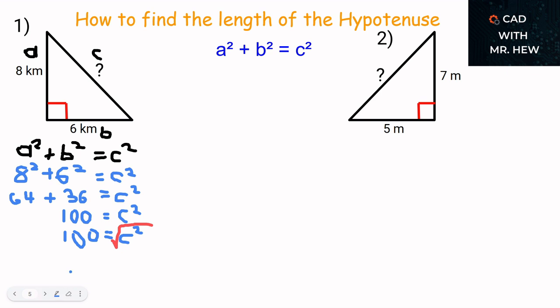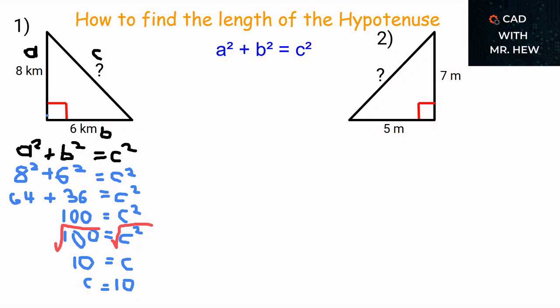Now, whatever we do on the right-hand side of the equation, we have to do on the left-hand side of the equation. So we have to do the square root of this value over here. All right? So we'll have c isolated by itself, and the square root of 100 is 10. And then just for readability, we can write c is equal to 10.